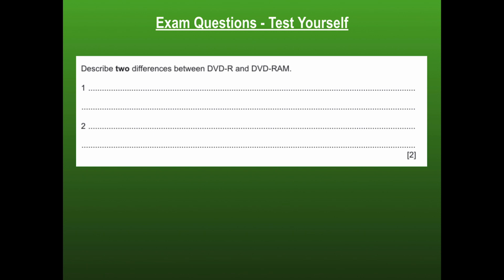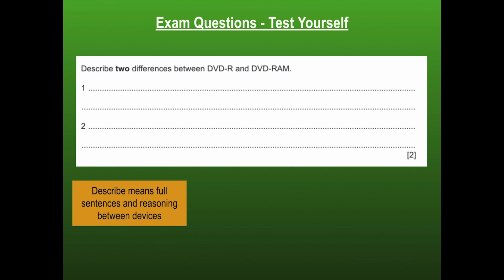Remember also that DVD-RAM and DVD-R have a slightly different makeup in their disk type. What we want to do here is make sure that we describe in full sentences and reasoning between the devices, because we're going to say the differences between them. So it's not advantages where we just give one, it's differences, so we've got to mention both sides of our argument. And so the DVD, that is one spiral track. So DVD, CD, Blu-ray, that one spiral track, whereas our DVD-RAM was concentric tracks.